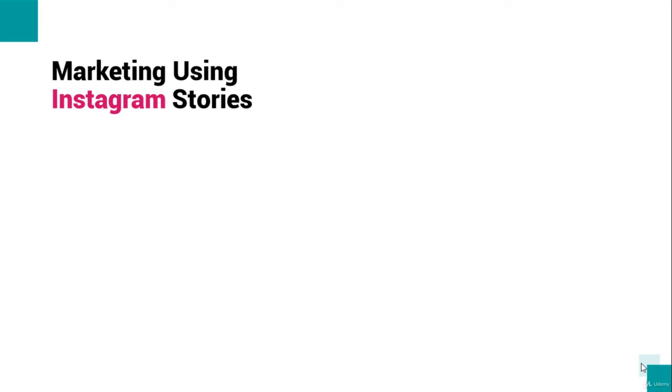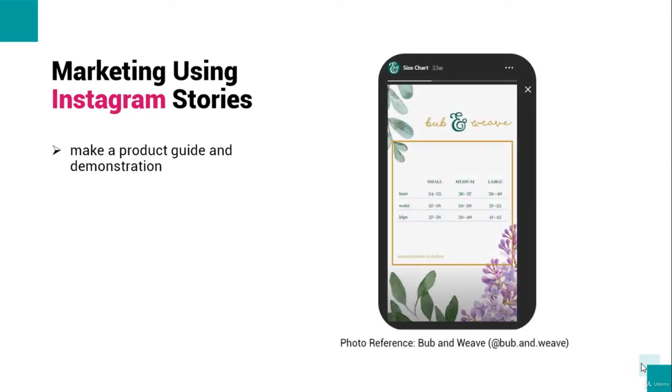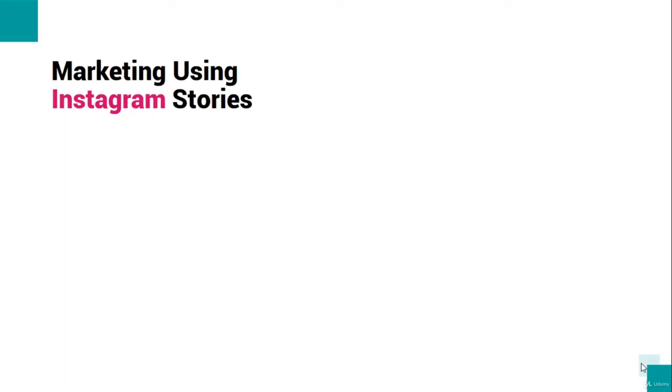Now, if you want to use Instagram Stories for marketing, you can apply these ways. Make a product guide and demonstration. This will help your followers be guided on how to buy the product, and they will be aware of the proper way to use it. For example, Bob and Weave posted on their story the size chart of the clothes that they sell, so that buyers can identify the right size to order.